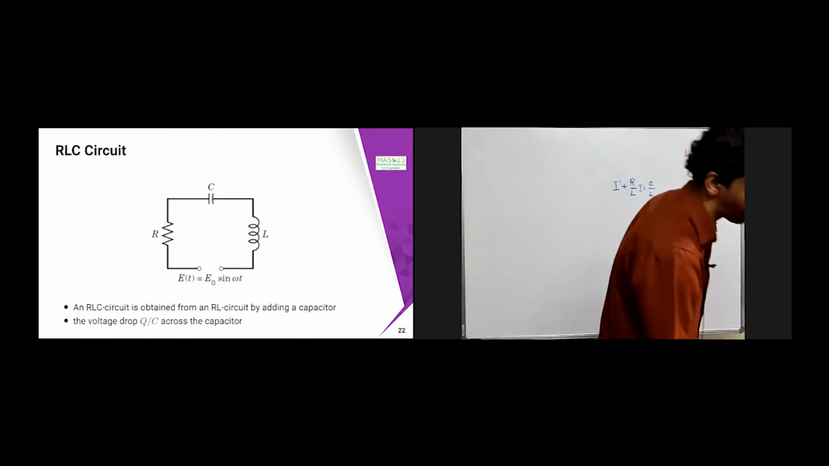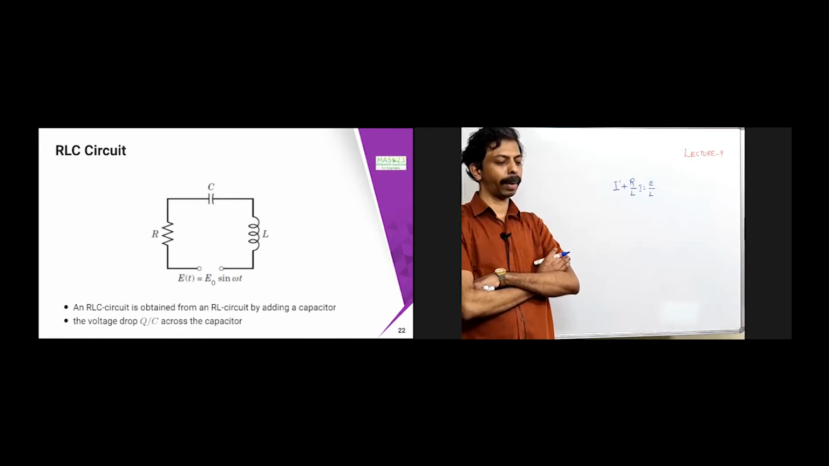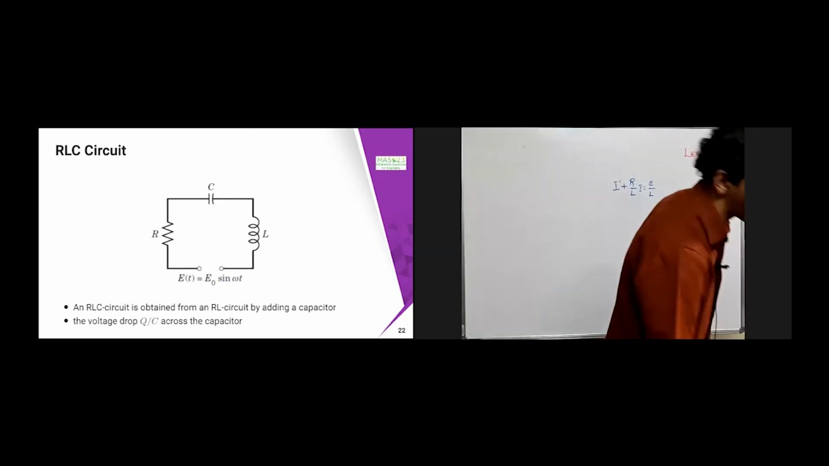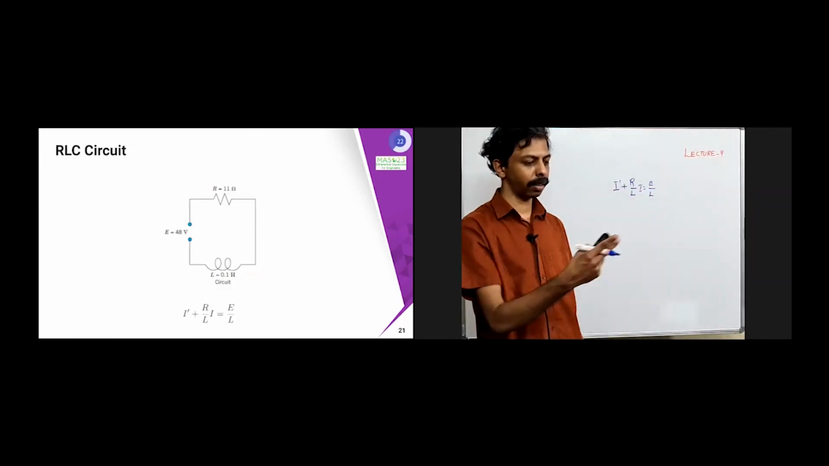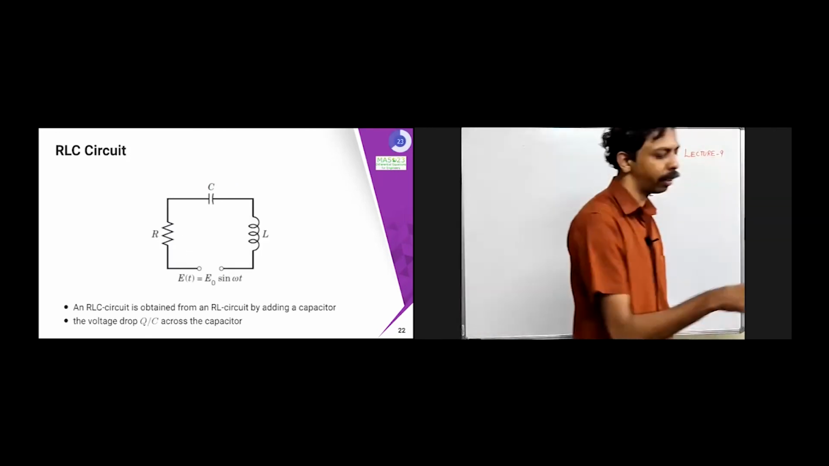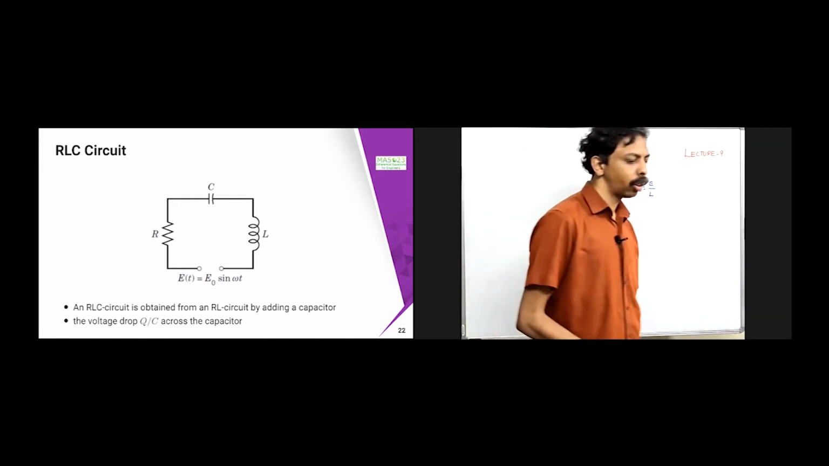For example, here you have the RLC circuit. The RLC circuit is obtained by adding a capacitor, so I'm going to add a capacitor over here. In this case, it is simply the RL circuit, because resistor and inductor both are there. Now I'm going to add a capacitor also. Therefore, you are going to get another component over there. So in the RLC circuit, you have a capacitor added.